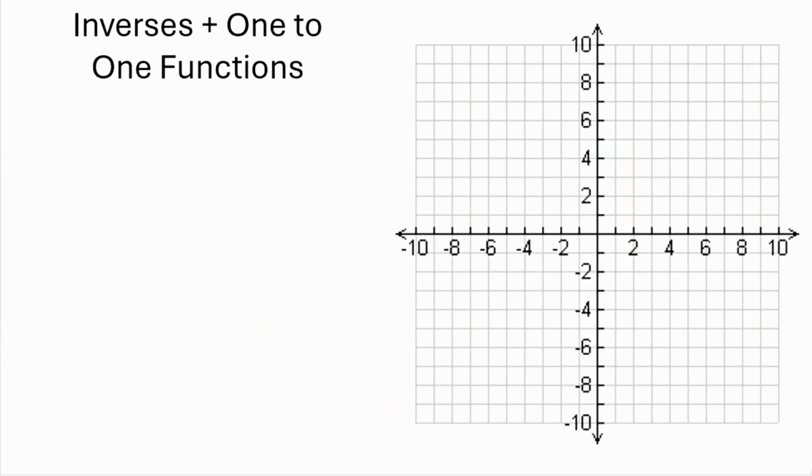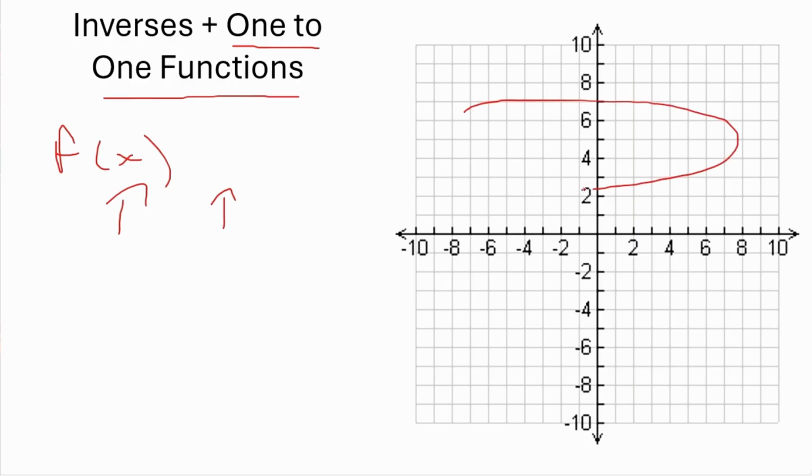Okay, now it's time for one-to-one functions. I'll take a little more time on this because we did it way before, so just bear with me. What is a function? A function is when you put in an input and you only get one output. So this is not a function because, let's say for the input 4, my answer is 3, but it's also 6.9 or 6.8, 6.7. So this is not a function.